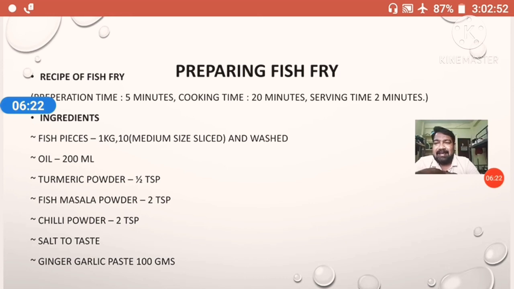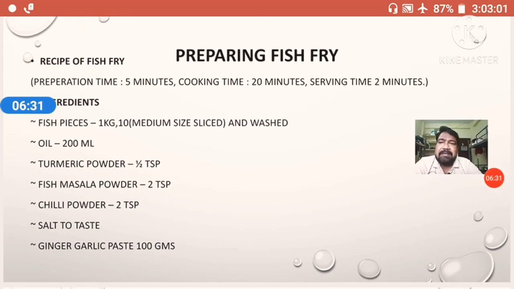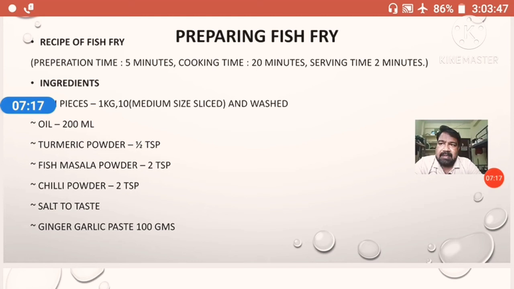Fine? Okay. You have to write a heading like this: preparing fish fry. Then you have to put a bullet mark, meaning a dot, and write a recipe of fish fry. Then put a bracket and mention like this: preparation time 5 minutes, cooking time 20 minutes, serving time 2 minutes. Fine? Then put a dot mark and write the word ingredients. Ingredients means the things that are required for the preparation of fish fry.